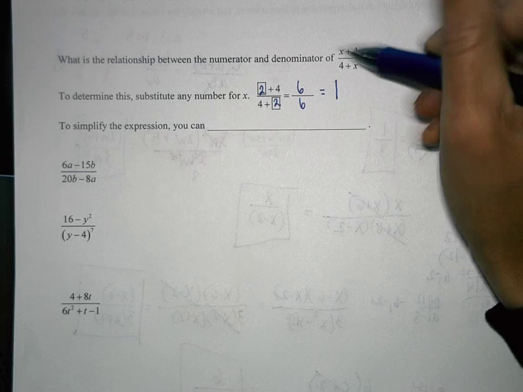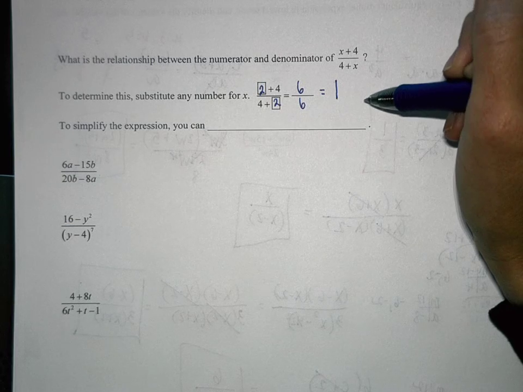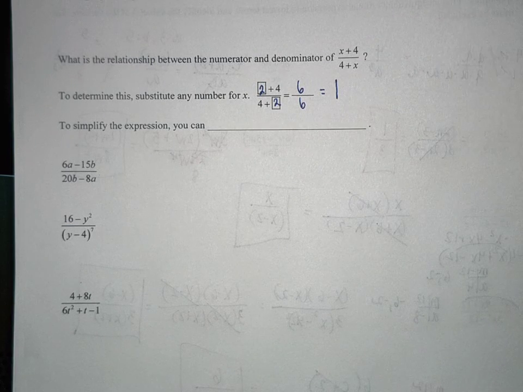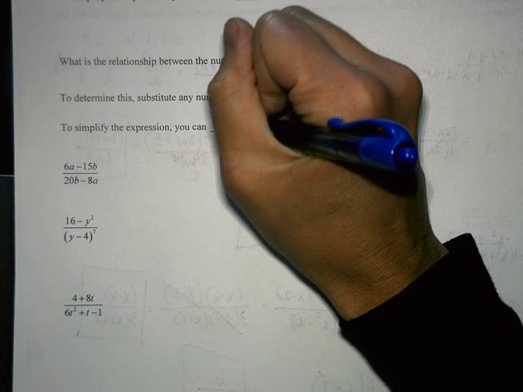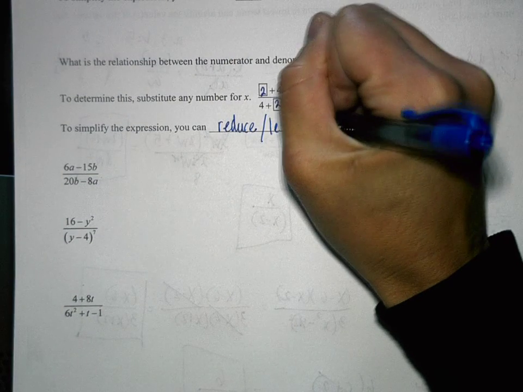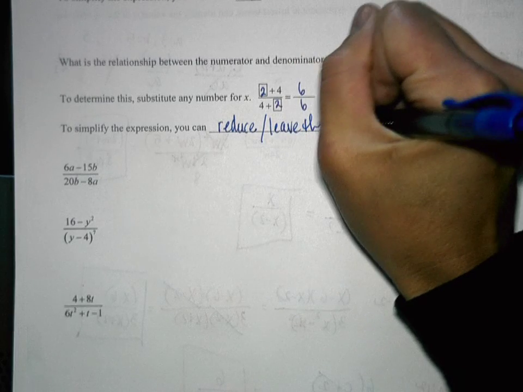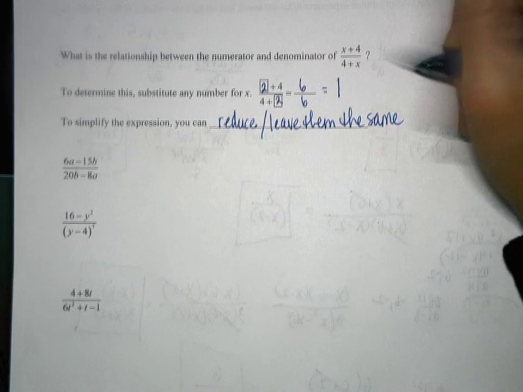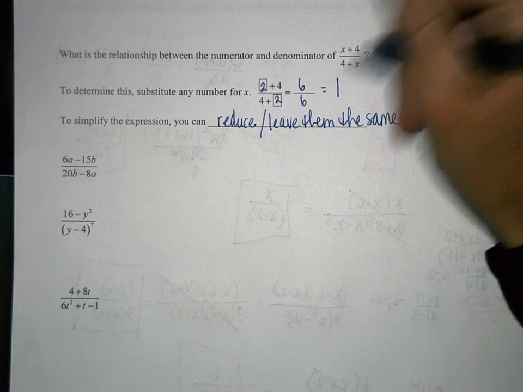And you could flip this around if you wanted to write in the same order. But to simplify this expression, you can just reduce. Or you could think about it as you just leave them the same. They are the same, they're just written in different orders. So these reduce and can be 1.